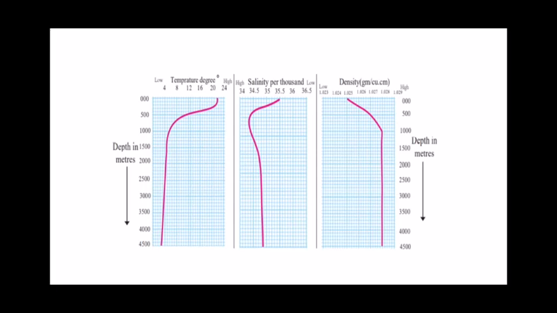Next question, explain the correlation between all the three factors. If the temperature is less, then the density is more. If the salinity is less, then the density is also less. However, temperature affects the density more as compared to salinity. If the temperature is less, then the density is more despite less salinity.